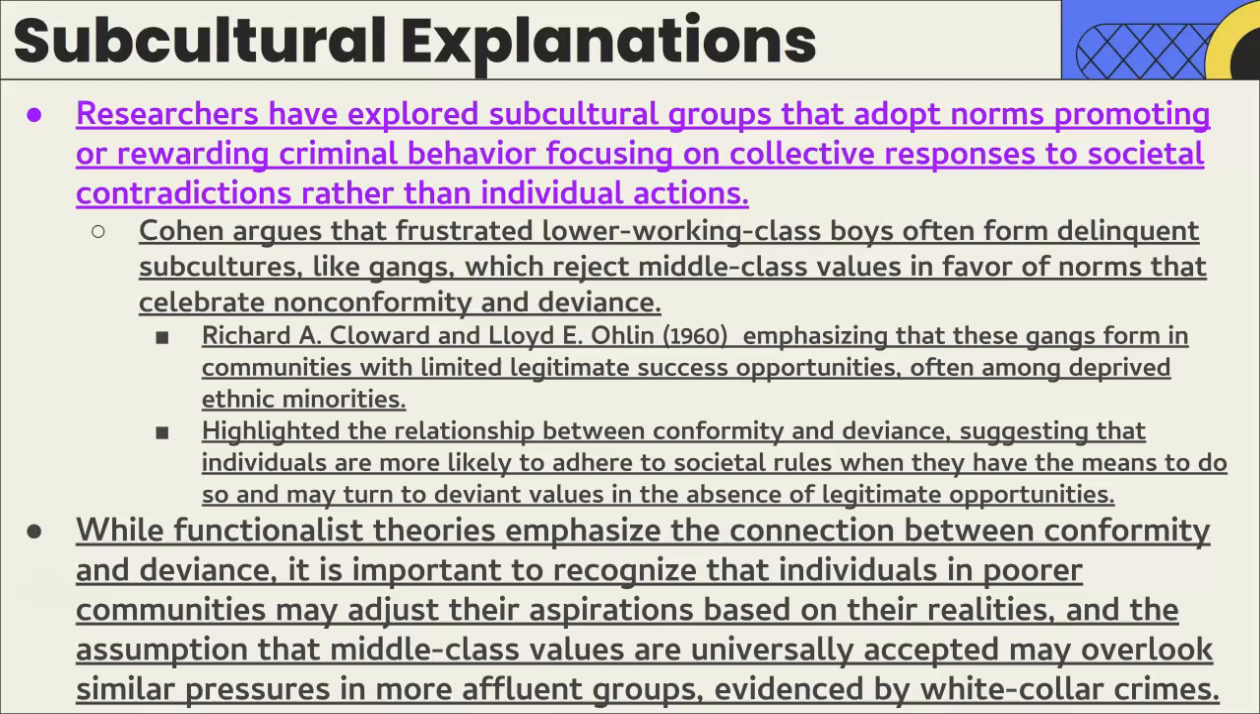In Delinquent Boys, released in 1955, Cohen argues that frustrated boys in the lower working class often join delinquent subcultures, such as gangs, and these subcultures reject middle-class values and replace them with norms that celebrate nonconformity and deviance, such as delinquency. Richard A. Cloward and Lloyd E. Ohlin agreed with Cohen that most delinquent youths emerge from the lower working class, but they also argued that such gangs arise in subculture communities where the chances of achieving success legitimately are slim, as among deprived ethnic minorities.